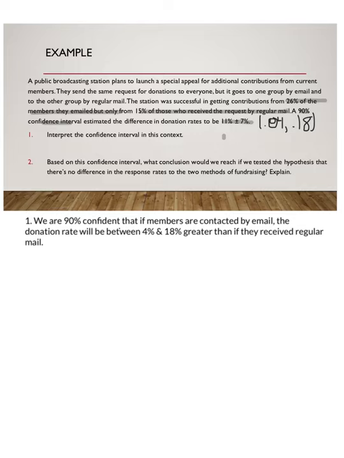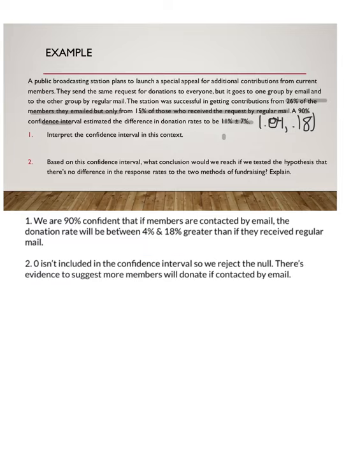In number 2, it says, based on this confidence interval, what conclusion would we reach if we tested the hypotheses that there's no difference in the response rates to the two methods of fundraising? So for our number 2, because 0 is not included in our confidence interval, we reject the null. There's evidence to suggest more members will donate if contacted by email.